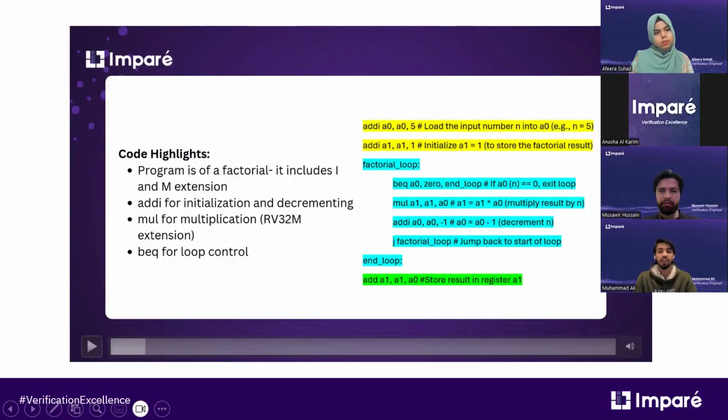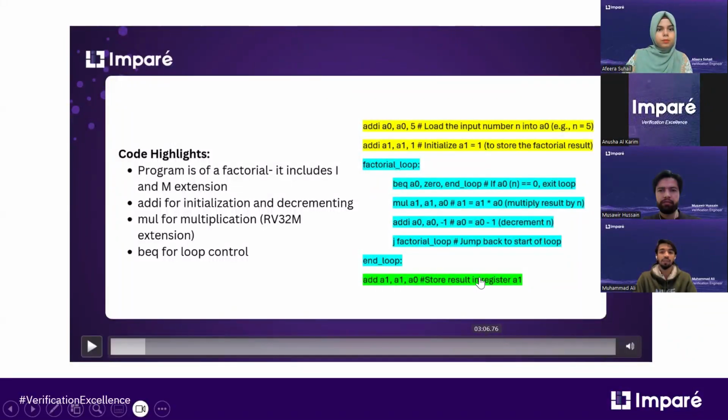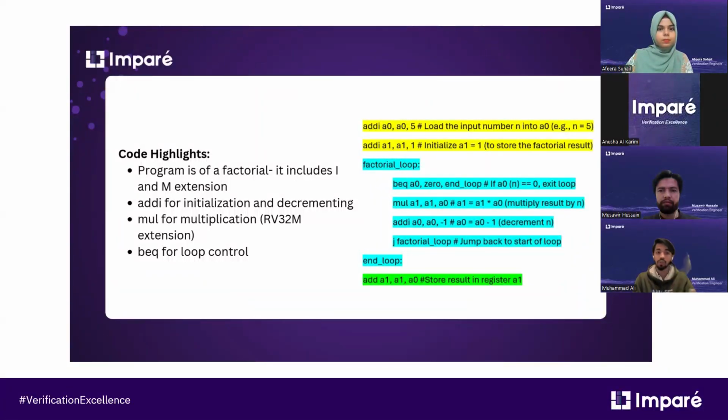The RV32I instructions handle operations such as loading, branching, and decrementing the value of n. For example, branch equal checks if the result register is equal to 0, then it terminates the loop. And here multiplication instructions come into play for the multiplication of two registers, and ADDI is used to decrement the value of n successively. Then the jump instruction will be used to take us back into the loop, and this loop goes on until the number decrements to 0. Once the loop is terminated, the result is updated with the factorial of the number.